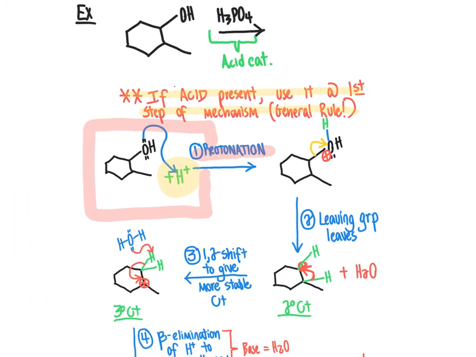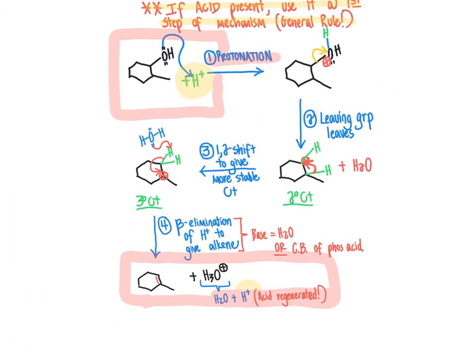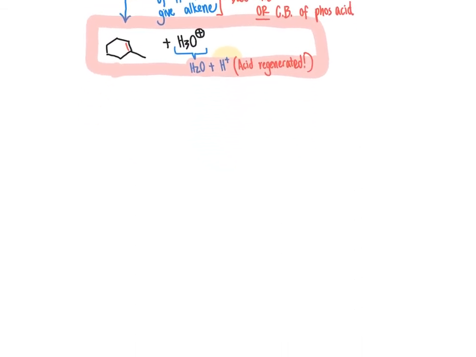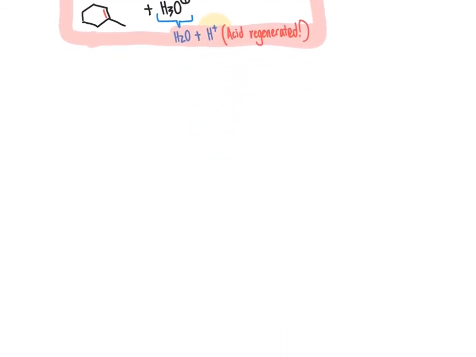So let's take a look now at another example of an acid-catalyzed dehydration reaction. And in this reaction, what we're going to be given is our starting material and our final product. We're going to be asked to provide a mechanism to show how we would get that particular product out of the reaction.